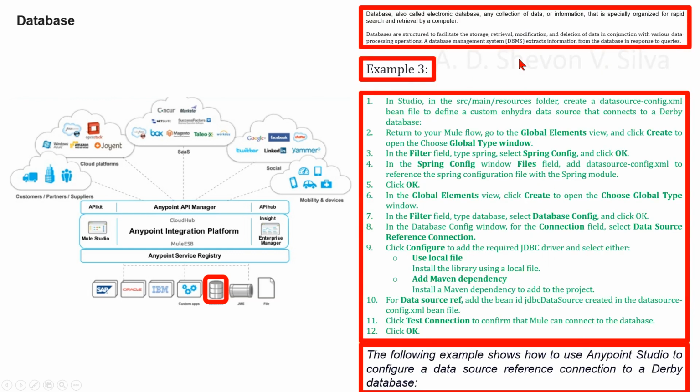As an example 3, we can consider this. When you configure a database connection, Anypoint connector for database connector can connect to any database for which a JDBC driver is available. Here configuring data source reference connection.